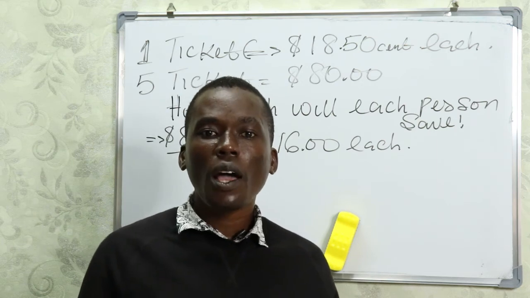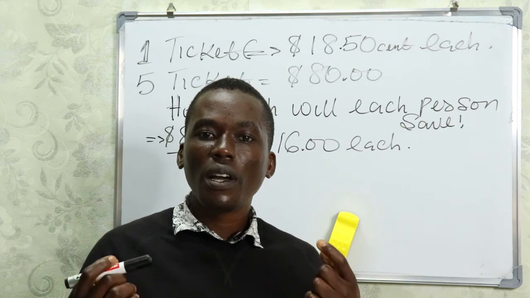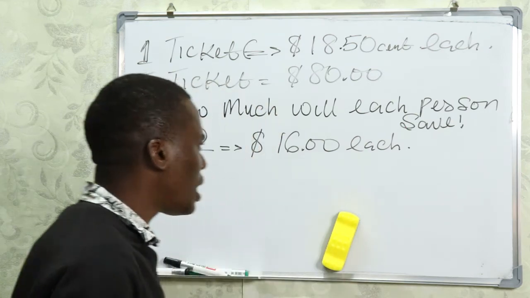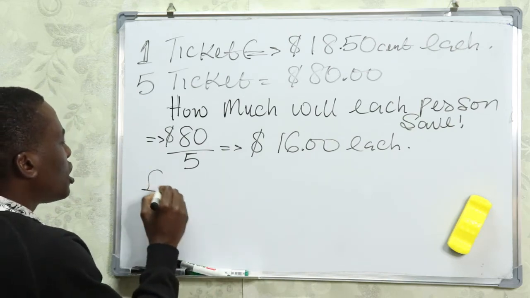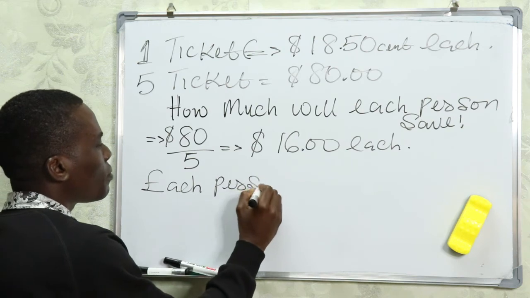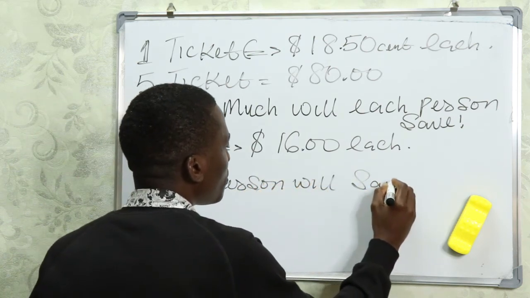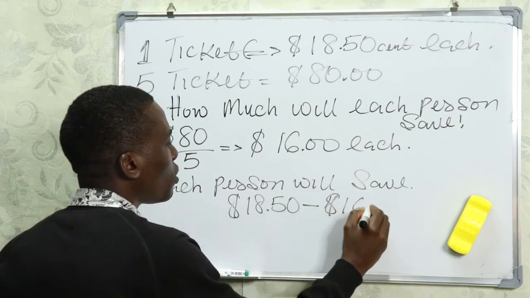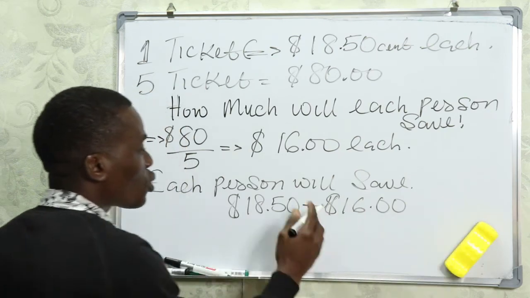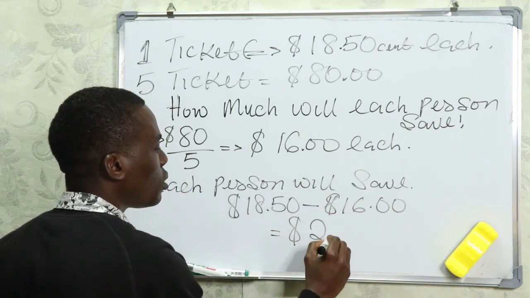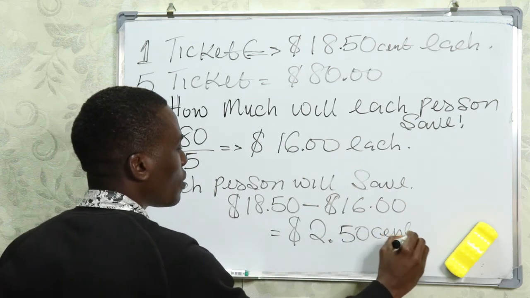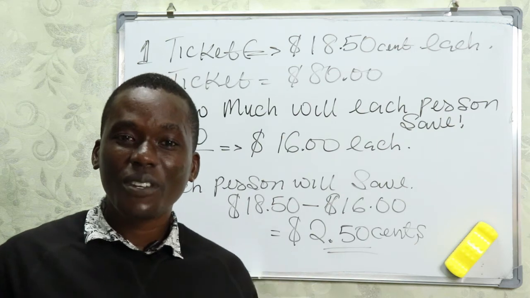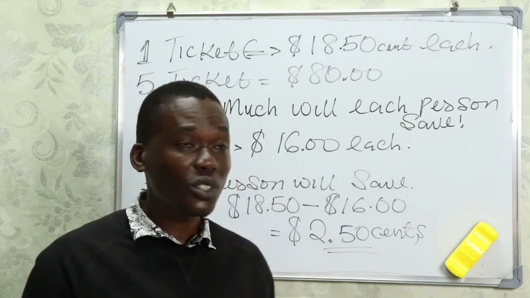So you see, it's very easy. Each of these gentlemen will save $18.50 minus $16. That is just it. If you subtract that, we are going to have $2.50. So you see, each of them is going to save $2.50.